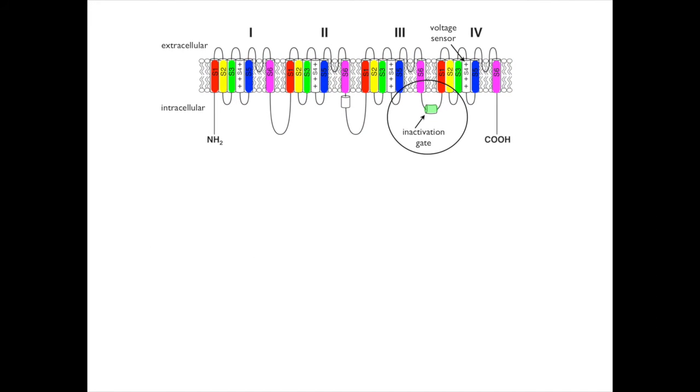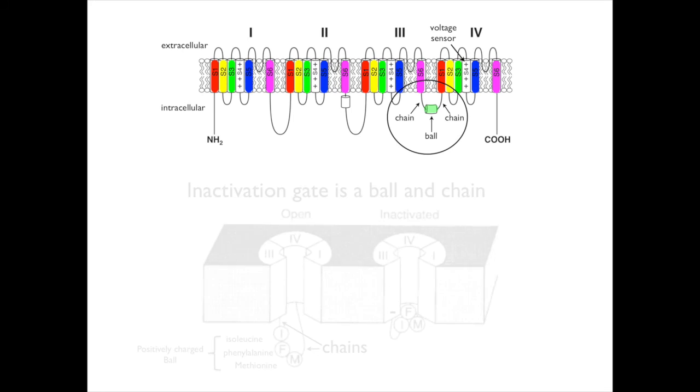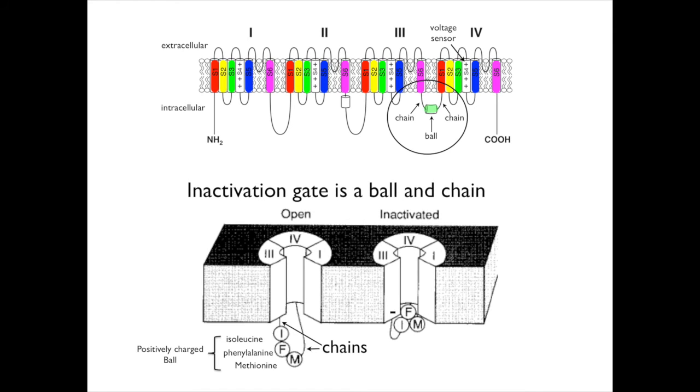The four domains of a sodium channel, each composed of six segments, are shown in the figure above. Notice there is only one inactivation gate on sodium channels. The gate consists of a ball and two chains. The lower figure shows the channels embedded in the membrane. Only three domains, domain 1, 3, and 4, are shown, with the chains connected to domains 3 and 4. The ball has a unique amino acid sequence, the IFM motif, that is connected to intracellular linkages, the chains.